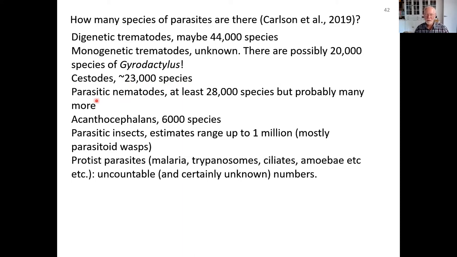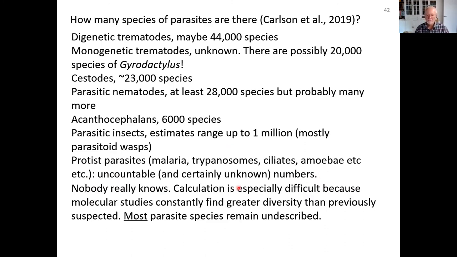Nematodes, just parasitic nematodes, not all nematodes. If we include all nematodes, the figure is probably around 1 million. But if we include only the parasites, we think maybe 28,000 or more. Acanthocephalans, 6,000. Parasitic insects, including parasitic wasps, more than 1 million. Protists, things like malaria, ciliates, amoebae, the flagellates, all the rest of them, we have no idea. Probably uncountable numbers.